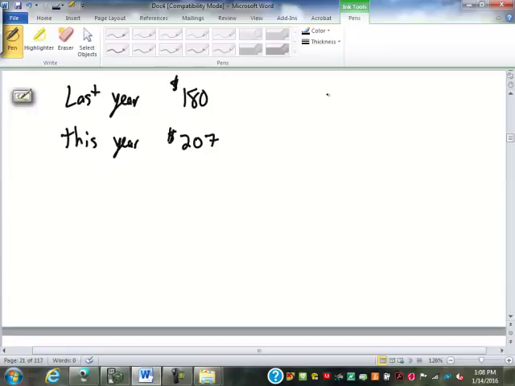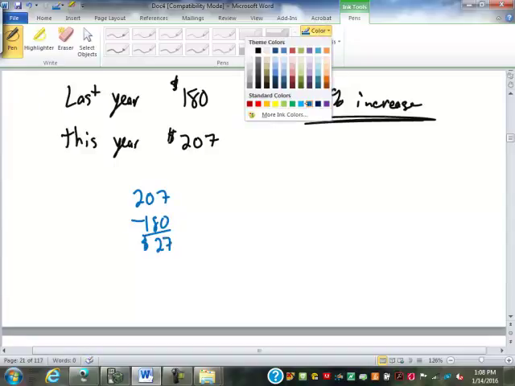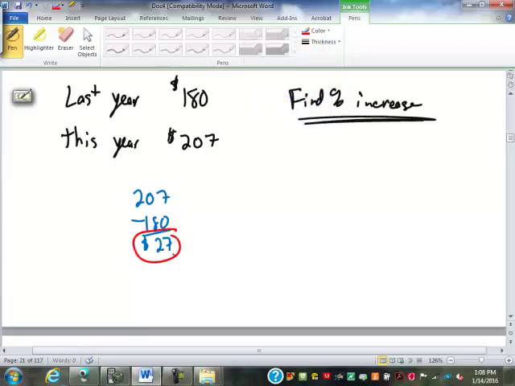Last year, your contracting license cost you $180. This year, it cost you $207. Find the percent increase. To do this, we first have to find the amount of the increase. Of course, that's just going to be the 207 minus the 180, which is $27. Now, we know the 27 is the increase. Which number are we going to use for the base of this percent? The original, the starting amount, the 180.